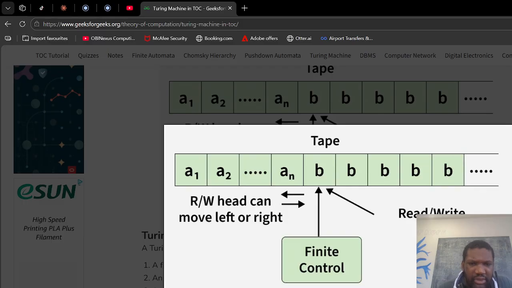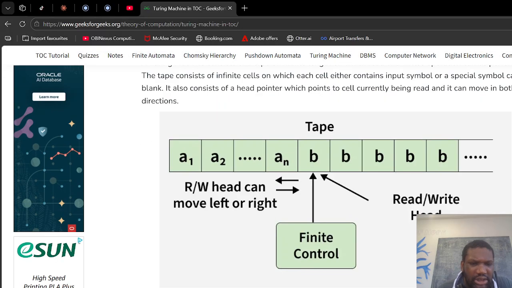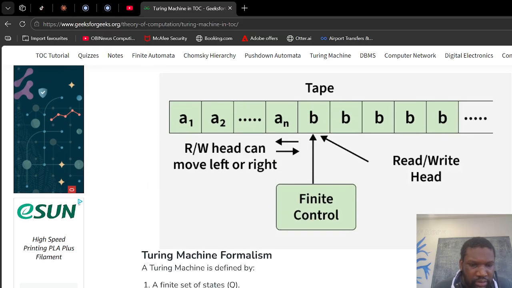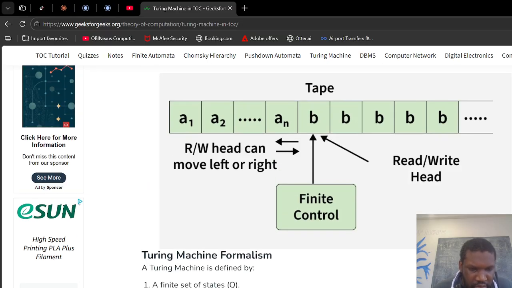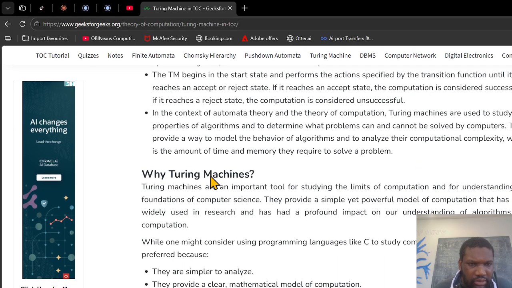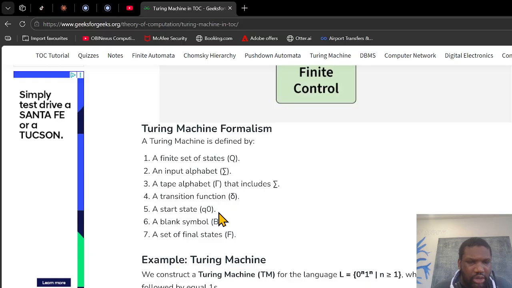Recreate and take a tape. So it says here, A is the final set of Q symbols. One, A, an input symbol, sigma. It takes an alphabet gamma that includes sigma, a transition symbol, delta, and a state symbol Q.